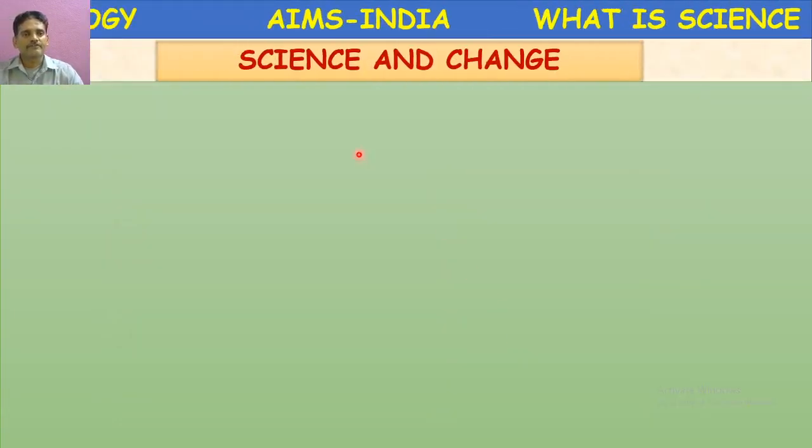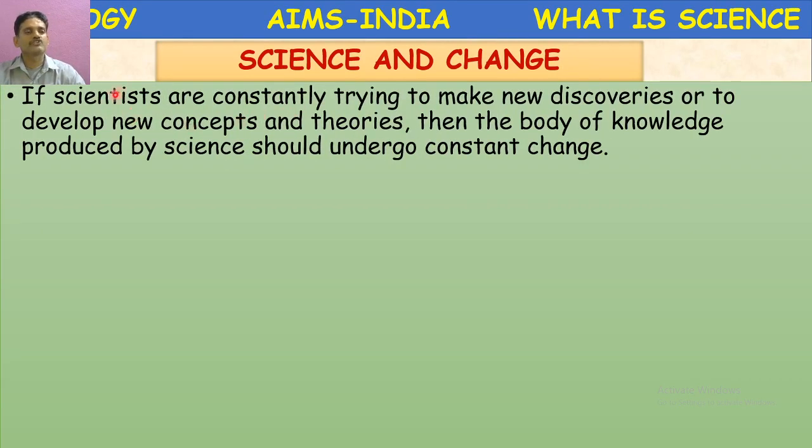Let us proceed further. Science and change. If scientists are constantly trying to make new discoveries or to develop new concepts and theories, then the body of knowledge produced by science should undergo constant change. What does it mean?